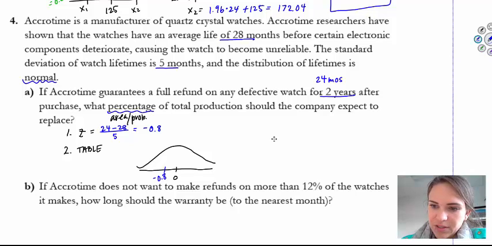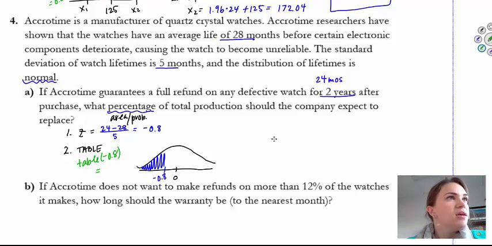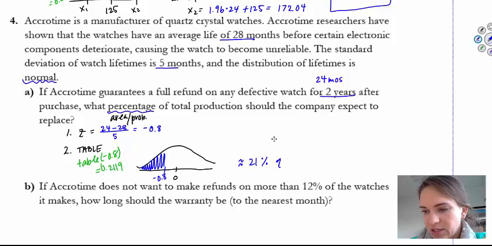And let's see, what percentage should they expect to replace? That would be all the area to the left, right? These are watches that they replace until they hit that 2-year mark for guarantee, and then they don't have to replace them anymore after that. So we're simply looking for area to the left of negative 0.8. That's a direct table read. The table value at negative 0.8 is 0.2119. So what percentage are they replacing? Approximately 21% of watches get replaced.